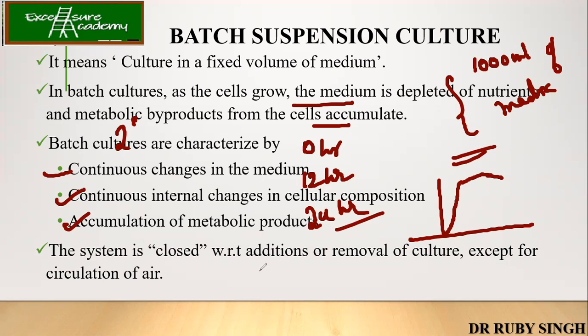So the system is closed with respect to additions or removal of culture except for the circulation of air. So what does it mean? आपने इस batch culture में extra medium नहीं add किया है and कुछ भी remove नहीं किया है. So if I have started with 1000 ml, it means throughout my experiment only 1000 ml of media was used. Okay.